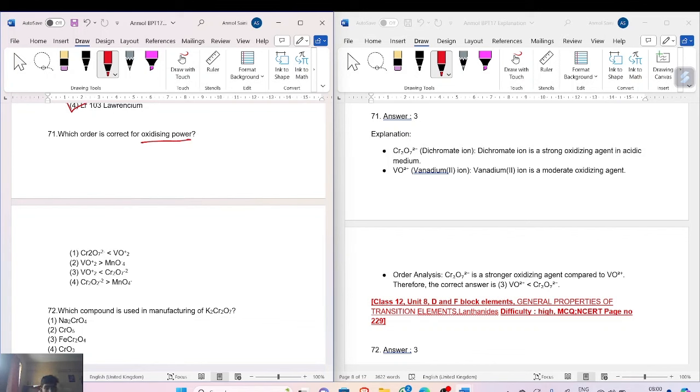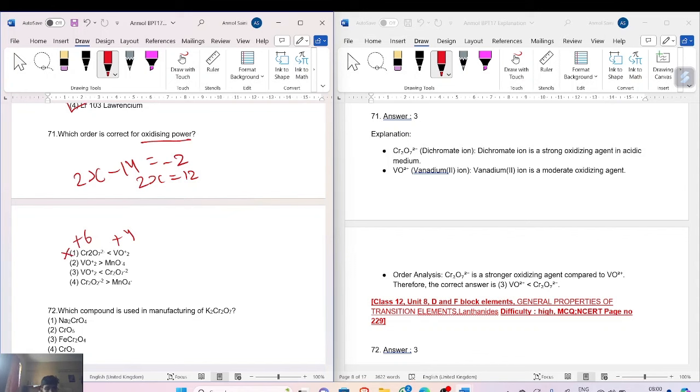For option 1, we can calculate the oxidation state of chromium: 2x minus 14 equals minus 2, so 2x equals 12 and x equals 6. So chromium is in +6 oxidation state and vanadium 2+ will be in +4 oxidation state. So chromium is in the higher oxidation state, so this is the wrong answer.